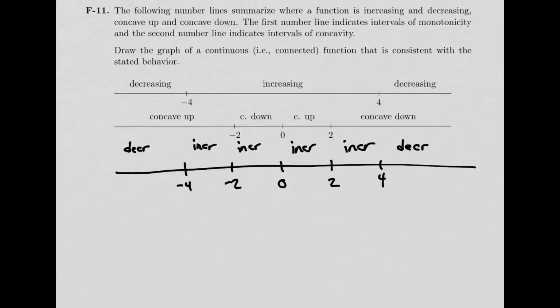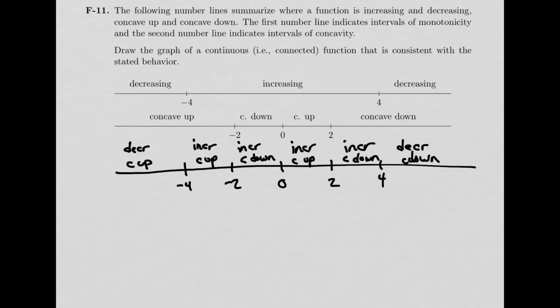Okay? So now I'm going to go to the second number line and focus on concavity. So notice that I'm concave up until -2. So there are two little subintervals where I'm concave up, and so I'll be concave up on both of those intervals. Next, I'm alternating concave down and concave up. And then the last two intervals will be concave down.